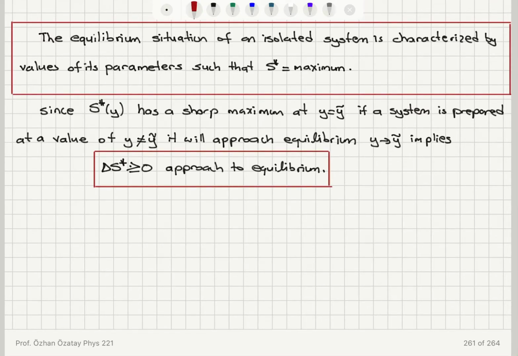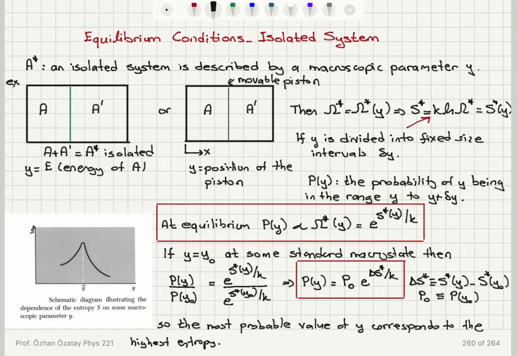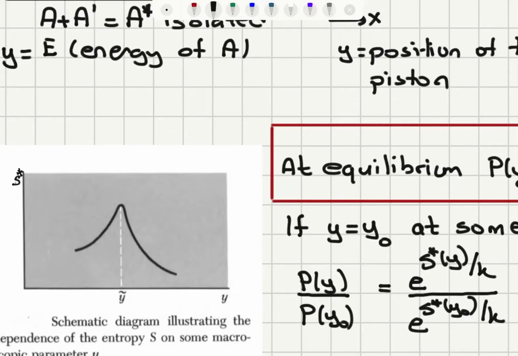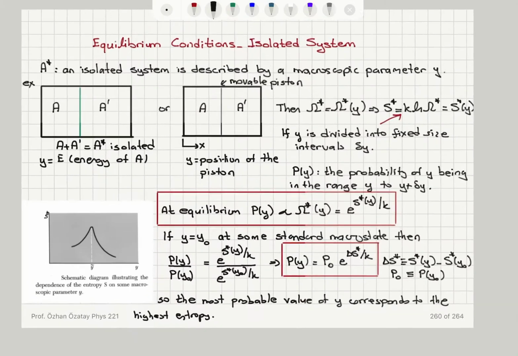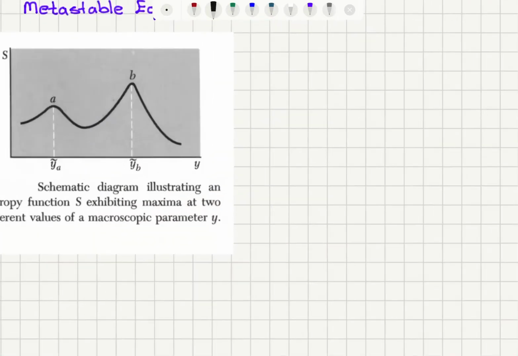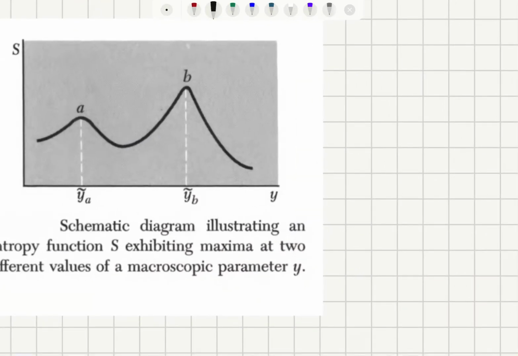Now there is an interesting situation if we have the entropy dependence on y, not like this with a single maximum at y equals y tilde. We can have a situation where the entropy changing as a function of the parameter y, S star as a function of y, shows two maxima like this. And there is a local maximum. So this one is a local maximum, and this one is a global maximum.